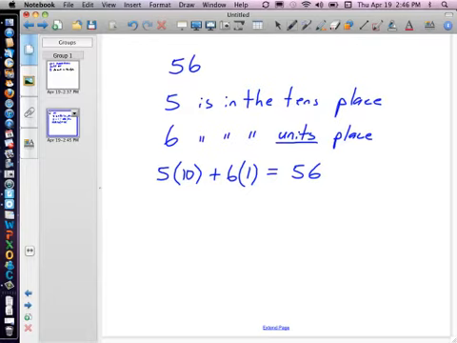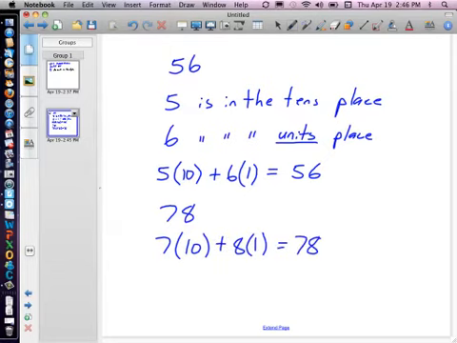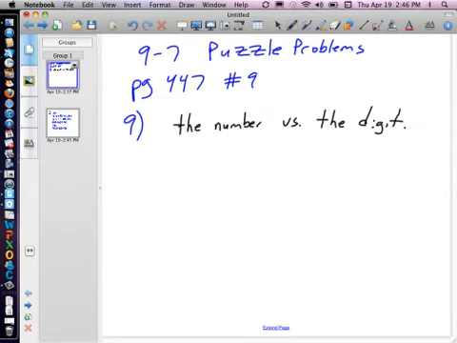So if I had the number 78, that 7 is worth 70, and the 8 is worth 8, so 78. Okay, so now let's get back and see how that applies to number 9. It says when the digits of a two-digit number are reversed. Okay, so they're asking us what is the number, but they're talking about the digits.